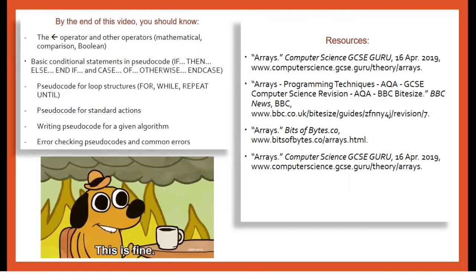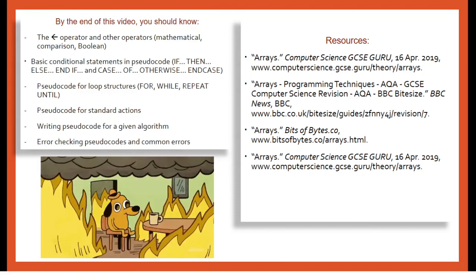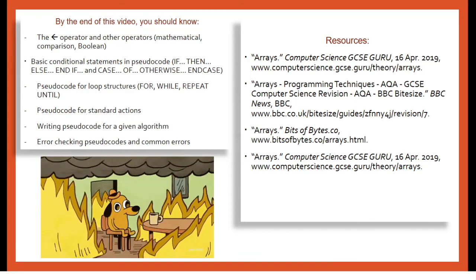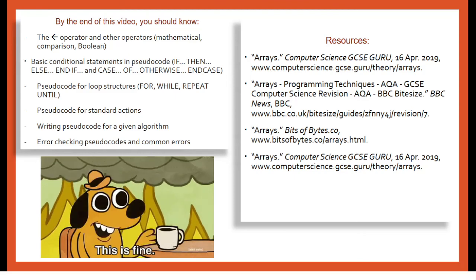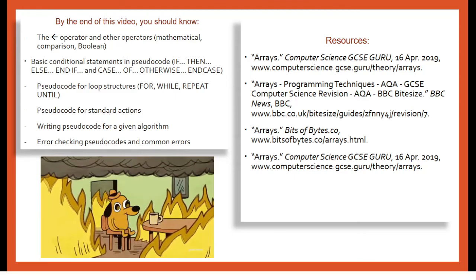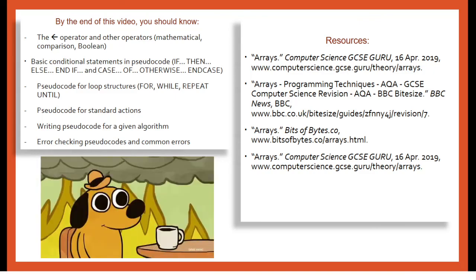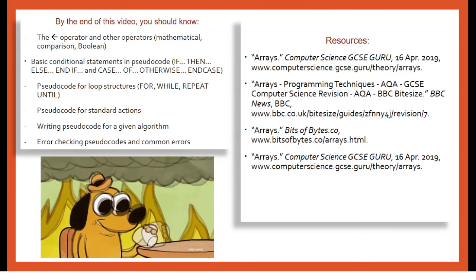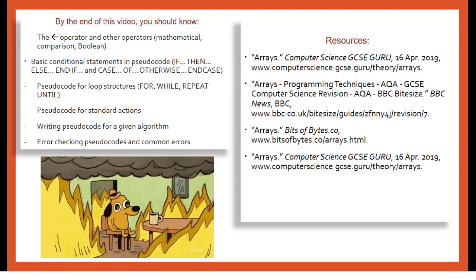By the end of this video, you should know how to use the arrow operator and other operators, basic conditional statements in pseudocode, pseudocode for loop structures, pseudocode for standard actions, writing pseudocode for a given algorithm, and error checking pseudocodes and identifying common errors. Alright, one of the hardest chapters of the syllabus is finally complete.